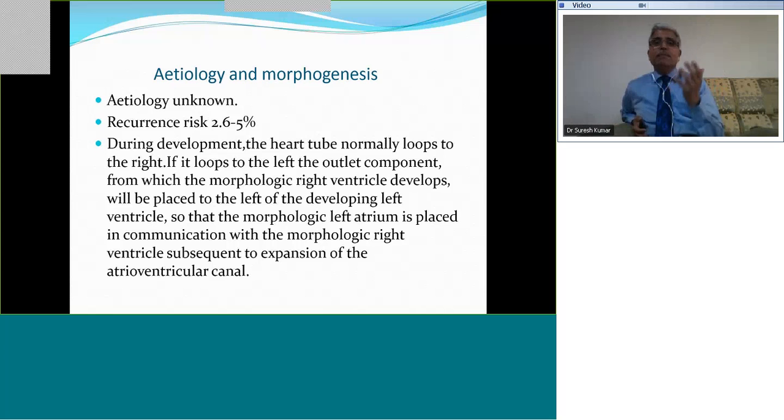The essential problem is that the looping, instead of being D, has looped to the left. So this has brought the developing right ventricle to the left of the developing left ventricle. And that is how the AV discordance occurs.